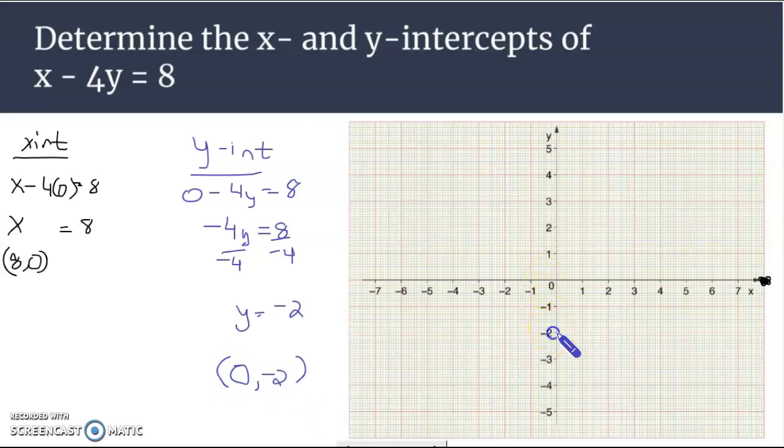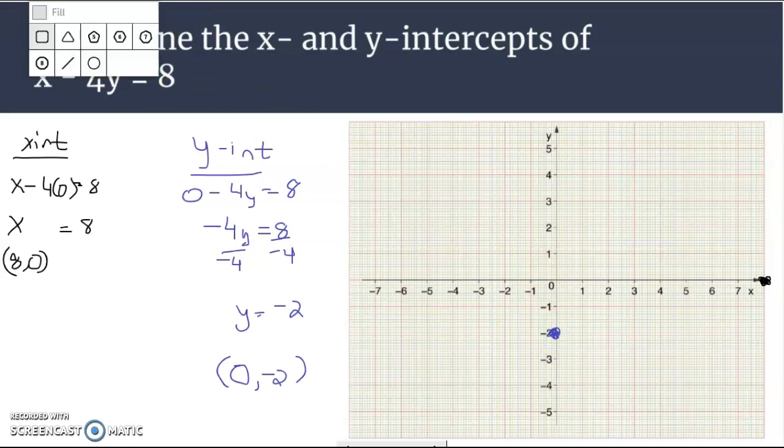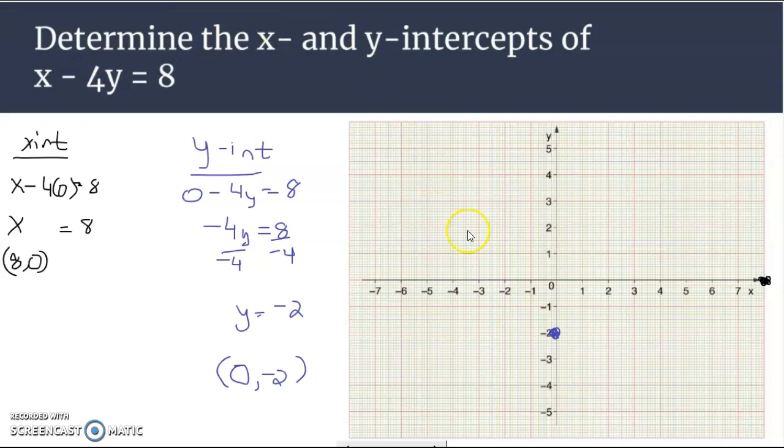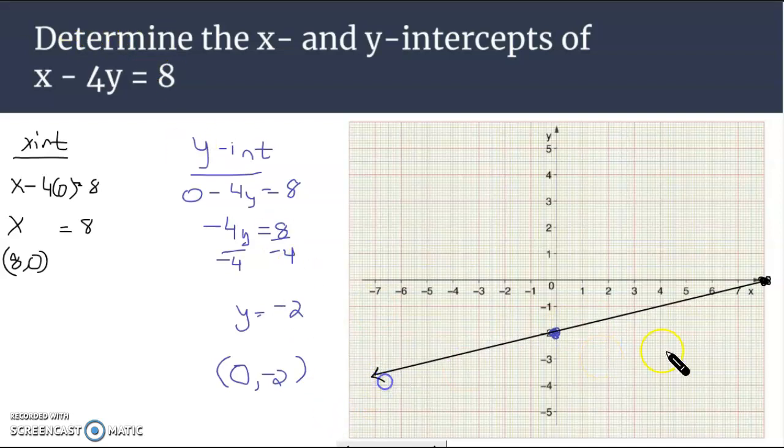I'll plot that right here. And then we can connect these with a straight line. Sometimes it asks you to do that. Sometimes it just wants you to plot the x and y-intercepts. But if we were to graph that linear equation, it would look like that. Notice it is crossing the y-axis at -2. It's crossing the x-axis at +8.